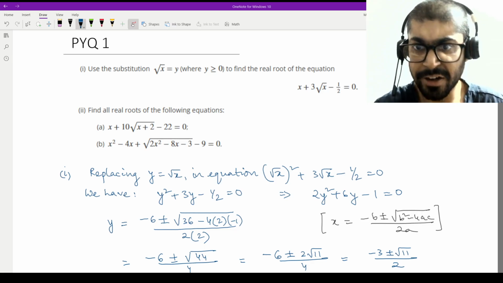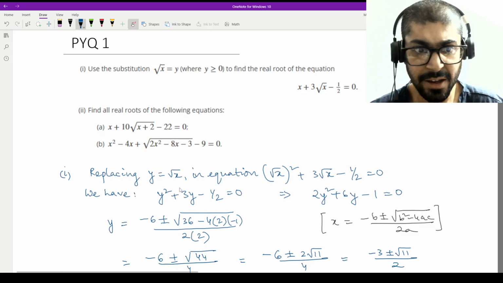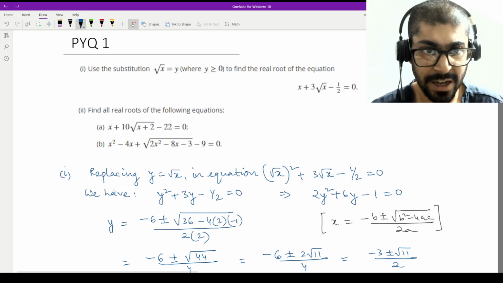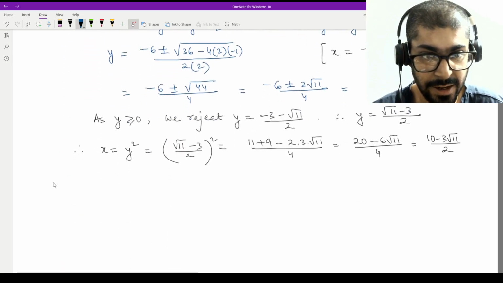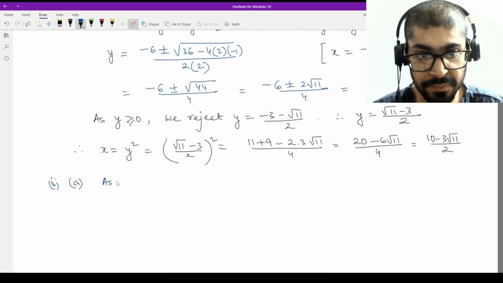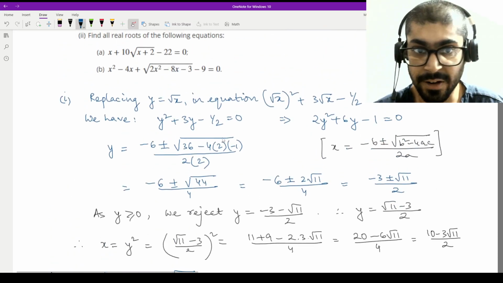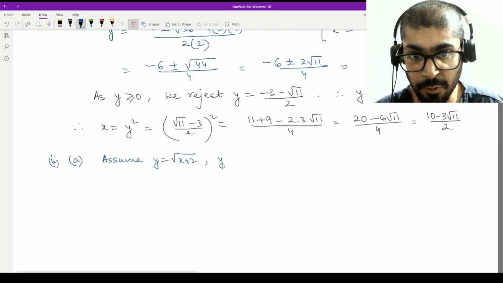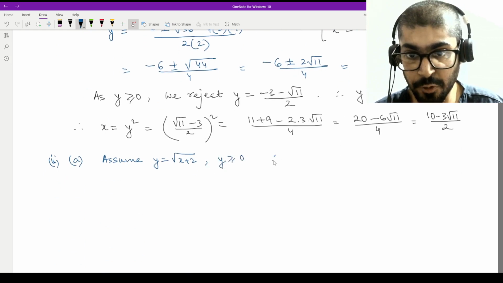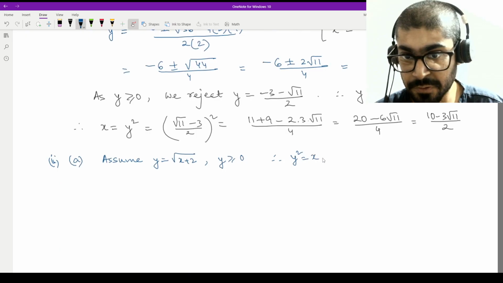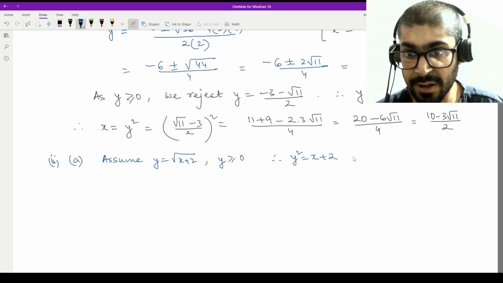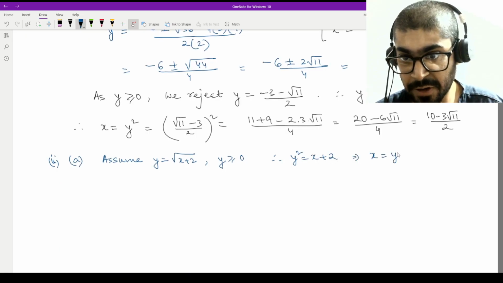The second part has two quadratic equations. They will be solved similarly. We just have to go through the calculations. So for second part A, we will assume y equal to root over x plus 2, right? Again, take y greater than equals to 0. Therefore, we have y square equal to x plus 2, right? Implies x equal to y square minus 2.